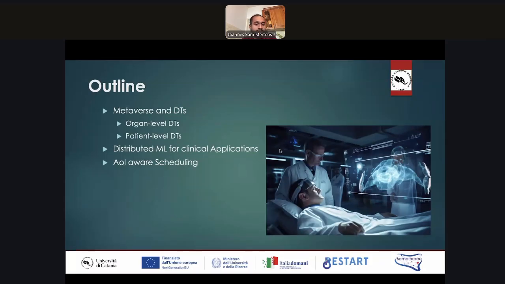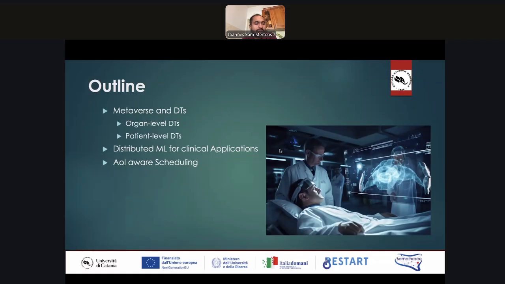Is there a central server that collects data and does this machine learning, or is it done in a distributed manner? Where is this machine learning running? We run it in Python code editors or Google Colab, but how is it done in a real scenario? So I will also talk about machine learning for these kinds of clinical applications, and how it's done in a distributed manner in hospitals, and also in the case of the metaverse.